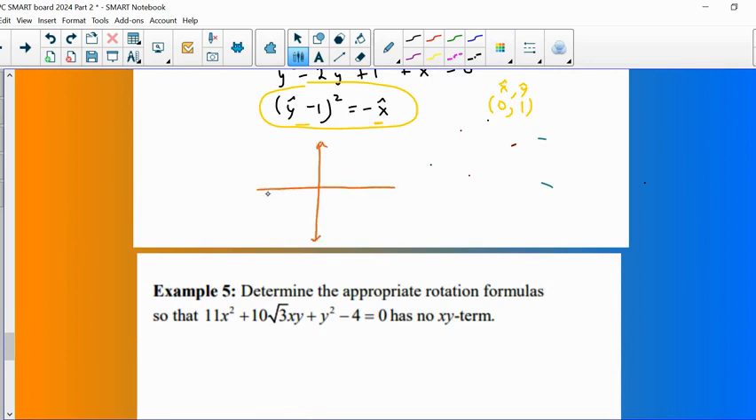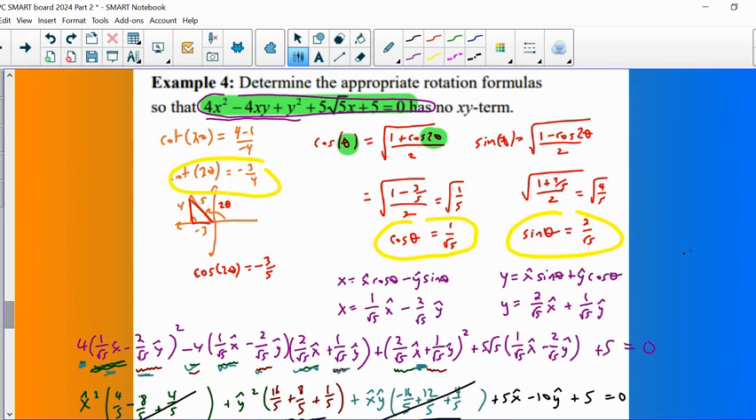Okay, so what we need to do is draw a rotated angle of theta. And you might say, well, wait a minute, Mr. Brown, we never really knew what theta was. And that's true. But guess what we do know? We know that the cosine of theta is 1 over root 5, and we know that the sine of theta is 2 over root 5.